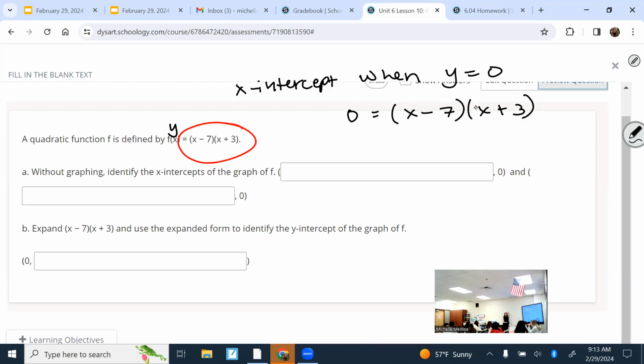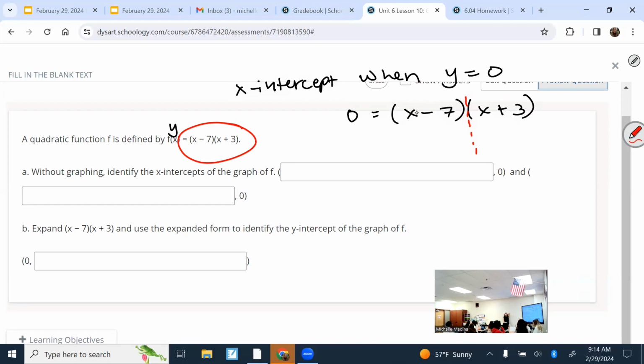I have this parentheses times another parentheses. I'm solving for my x-intercepts. That's when y is 0. Whenever I multiply and I get 0 as the answer, what's true about one of the things I multiplied? One of them would have to be 0. If I multiply to get 0, one of them would have to be 0. And there's actually 2 possibilities. It could be this parentheses is 0, or this parentheses is 0.